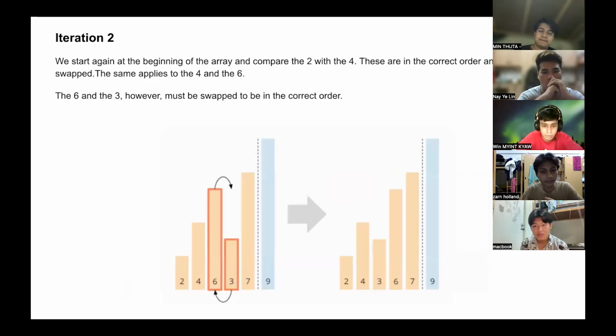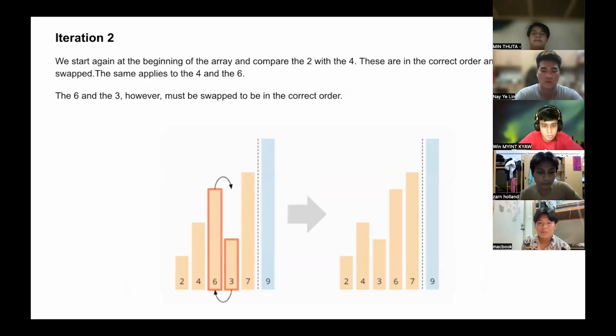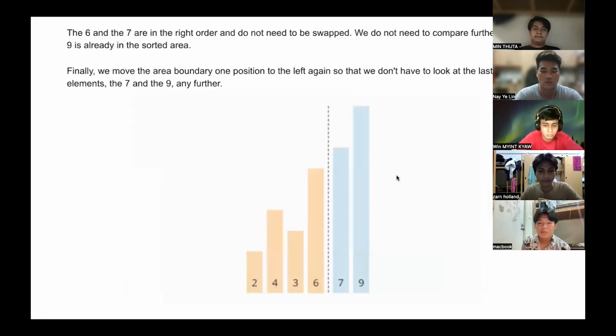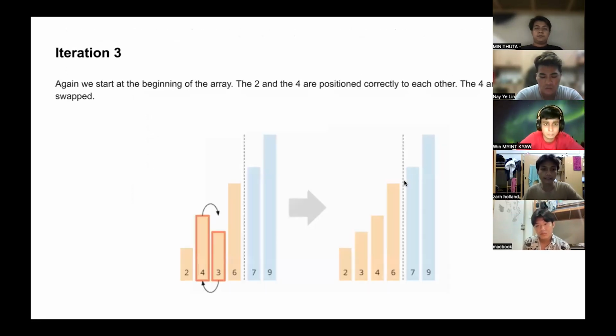In iteration 2, firstly we compare the first and second elements, 2 and 4, but they are in the right order, so we don't need to swap their positions. Then 4 and 6 are also in the right order, so we don't need to swap them. Then 6 and 3 are in the wrong order, so we swap them into 3 and 6. And 6 and 7 are in the right order, so we don't need to swap them. Like in the first iteration, 9 is already in its final position, so we don't need to process it in the next iteration.